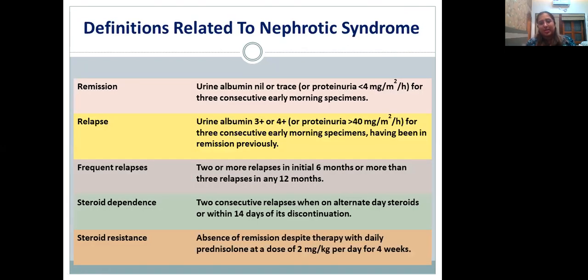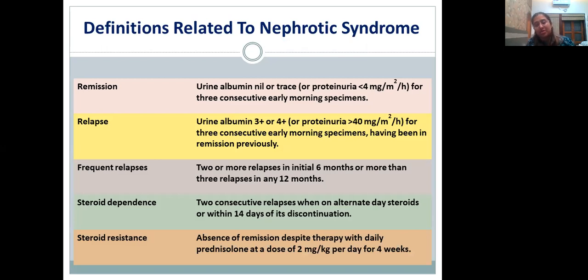Now, since next is going to be treatment of relapse, I would like to share certain important terminologies or definitions related to nephrotic syndrome. Remission is when urine albumin is nil or trace, or proteinuria is less than 4 mg per meter square per hour, that is normal range proteinuria, for 3 consecutive early morning specimens. Relapse is when urine albumin is 3 plus or 4 plus, or there is a proteinuria of more than 40 mg per meter square per hour for 3 consecutive early morning specimens, having been in remission previously.